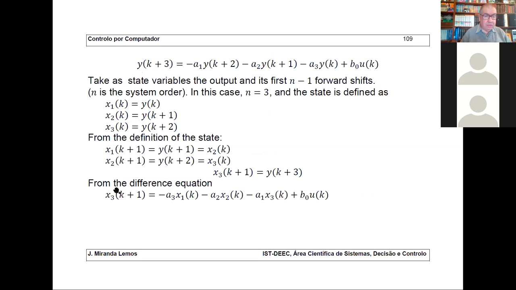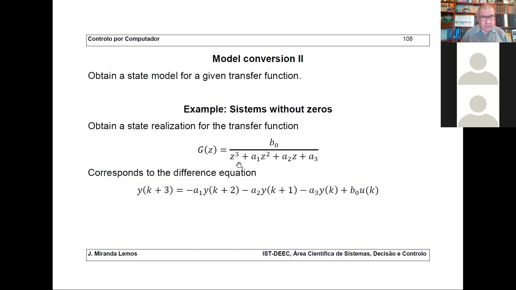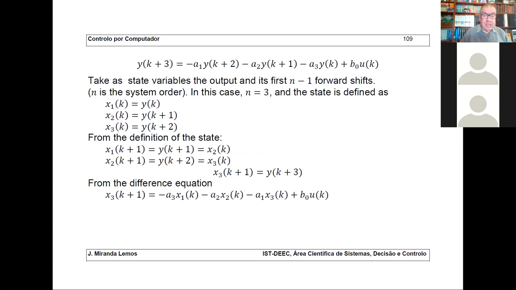Now, one way of defining the state is looking at what is the order. What is the order of this system? This system has order 3 because the degree of the polynomial is 3. If you look at the advances, the most advanced sample of y is k plus 3, and the least advanced is at time k. So you have a difference in advancements of 3. So this is a system of order 3. So if you have a system of order 3, you need 3 state variables. In general, if you have a system of order n, you need n state variables.